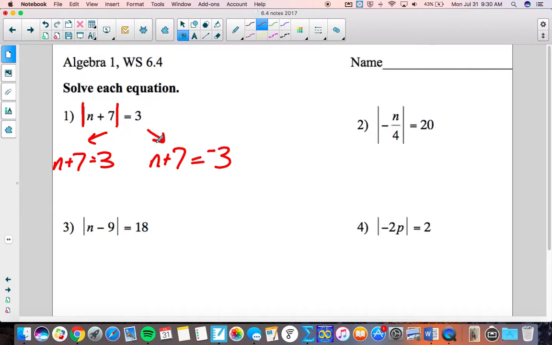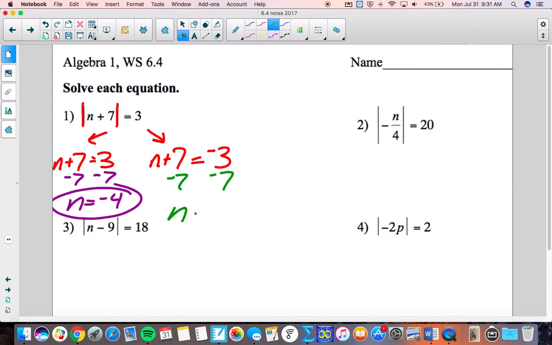So that's our split. Again, to summarize, copy the equation once over here. Copy the equation again over here, but make this number or distance that the absolute value was set equal to opposite. Then from here, solve each respective equation. Subtract 7, we get n equals -4. Subtract 7, we get n equals -10. Boom.